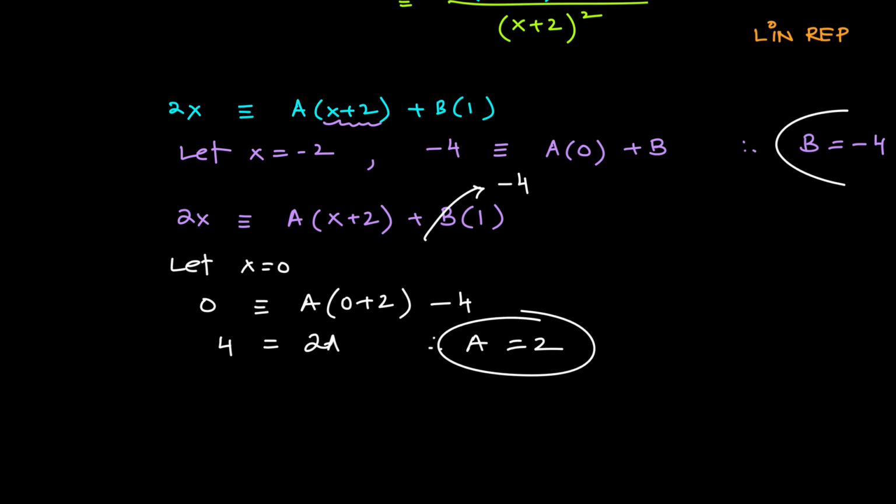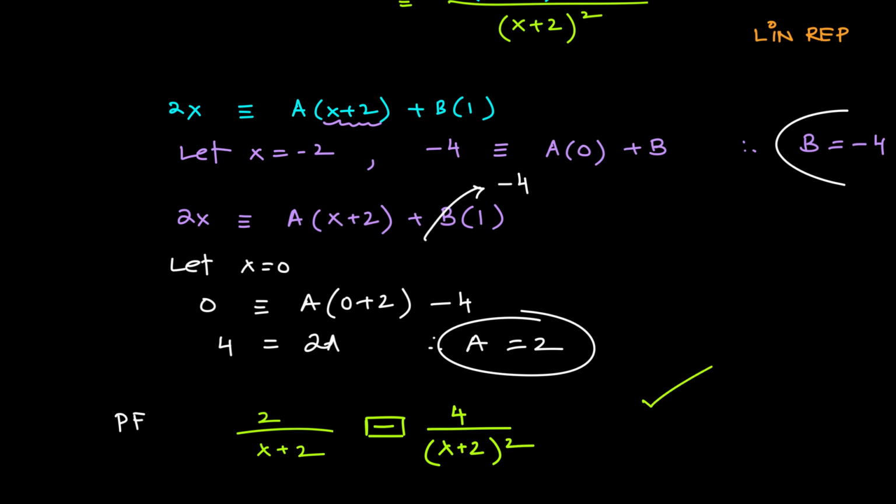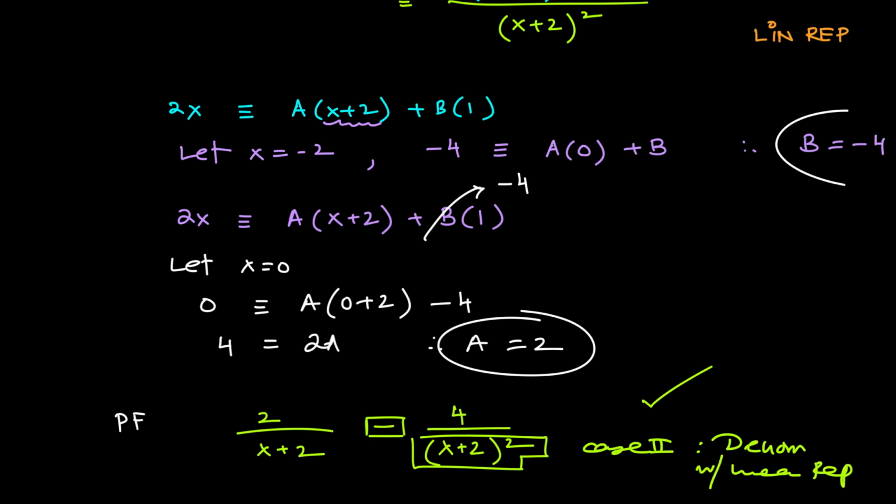We have found A. We have found B. The final answer is to write it as partial fractions. A is the numerator of x plus 2, so that is 2 over x plus 2. And B, which is -4, so I have plugged in the negative in the middle, and this is 4 over (x plus 2) whole square. So in this video, we have successfully converted a proper fraction into its partial fractions. And which case was this? This was case number 2, which is denominator with linear repeated factors.